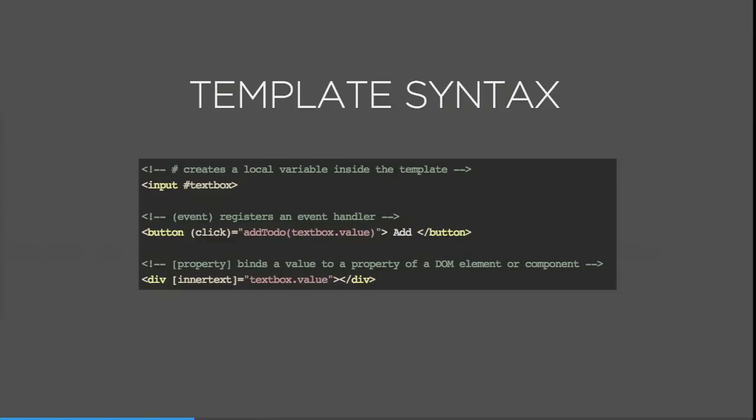Now, you would probably not do this in a real-life example. You would just use the curly braces for string interpolation. This is just me getting clever to show you that inner text is not an attribute on a div. It's the actual property.